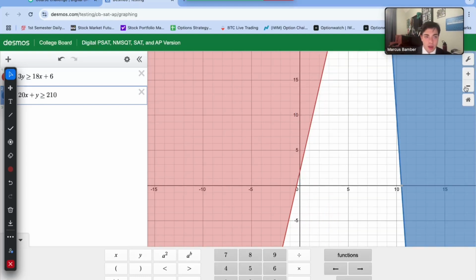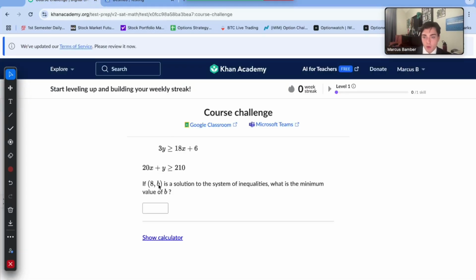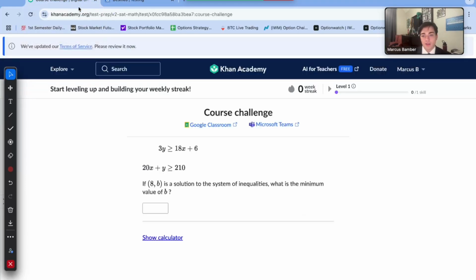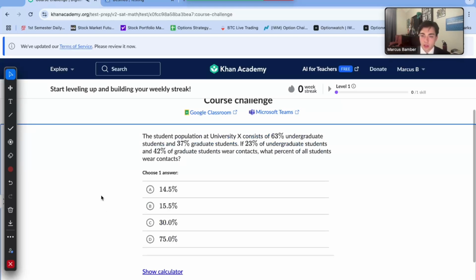And then for the minimum y value, when x is equal to 8, the lowest value that we can get that is a solution to both, given that these are both greater than or equal to, 50 is going to be the correct answer. Okay, on to the next one.